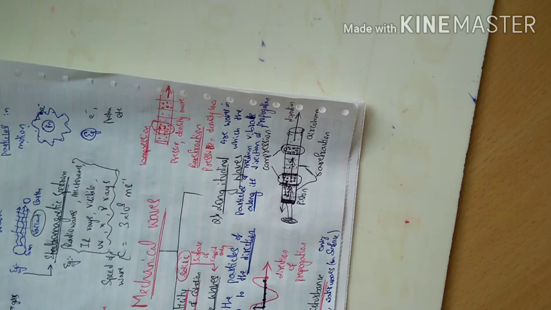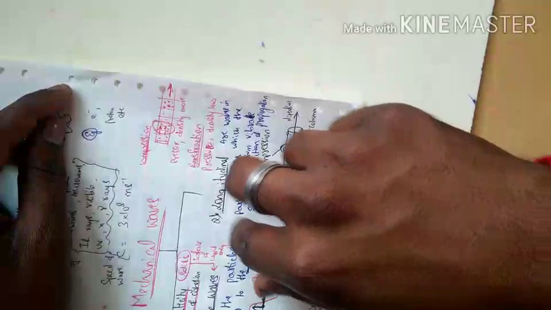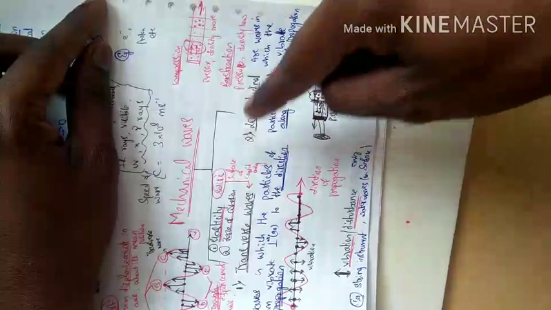This is all about mechanical waves. Mechanical waves are of two types: transverse waves and longitudinal waves. Crest and trough means it is transverse. Compression and rarefaction means it is longitudinal. Keep these two key notes in your mind. If you see crest and trough, it is immediately a transverse wave. Only compression and rarefaction, then it is a longitudinal wave.